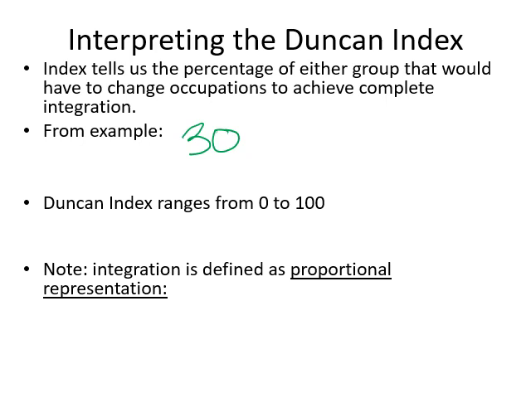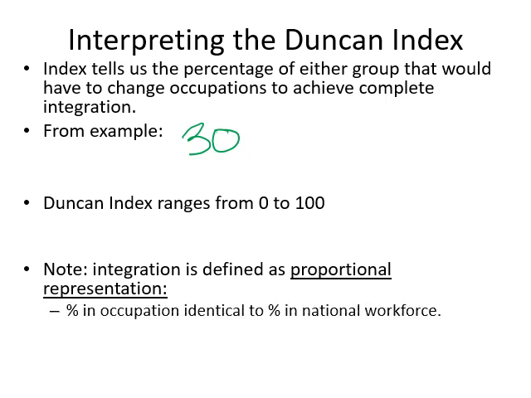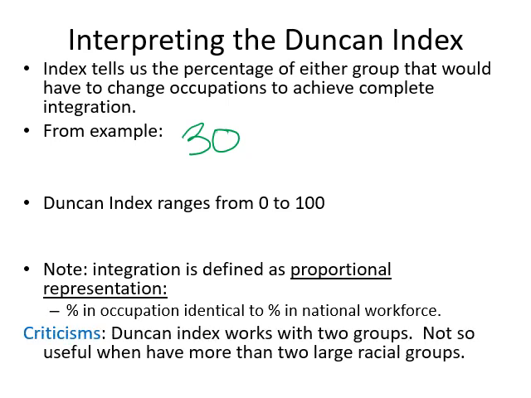So the closer you get to 100, the more you have this extreme segregation, and the closer you get to 0, the less segregation you're finding. And again, it's like a proportional representation that we're measuring here. Okay, so the percent in each occupation identical to their percent in the national workforce. That's another way to think about it. It works with two groups.